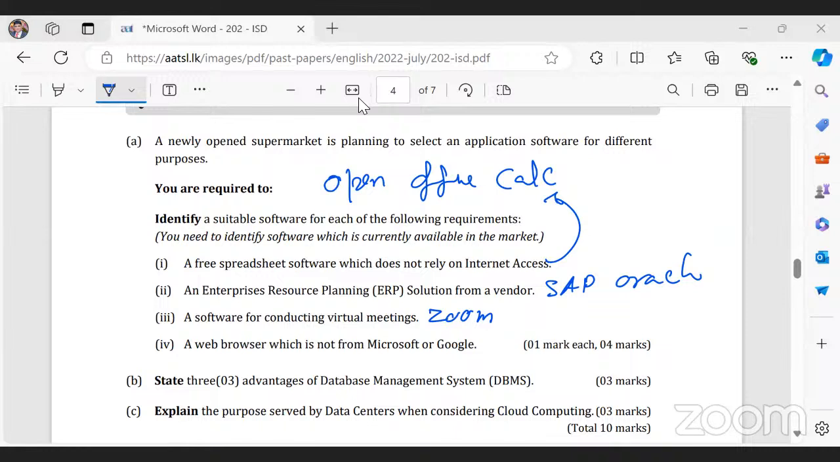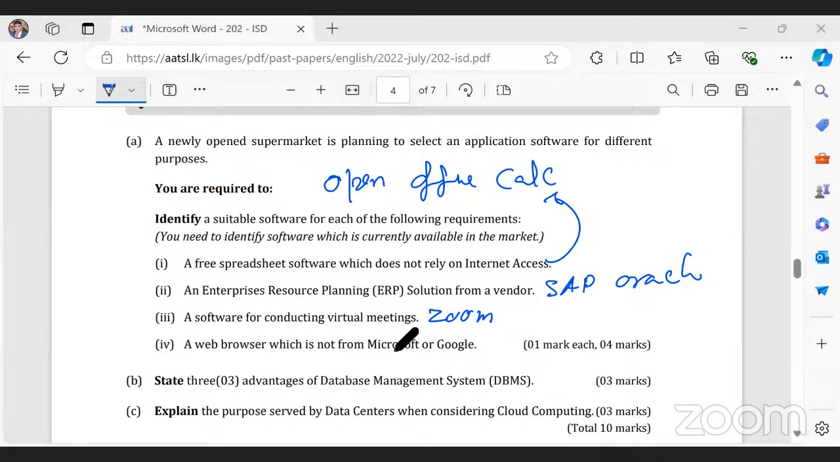So, isn't the MS Excel app free? No, Excel is not free, dear. We have to pay for that. Maybe you are using a free version, but that is right. Don't write Microsoft Excel. That is proprietary software.